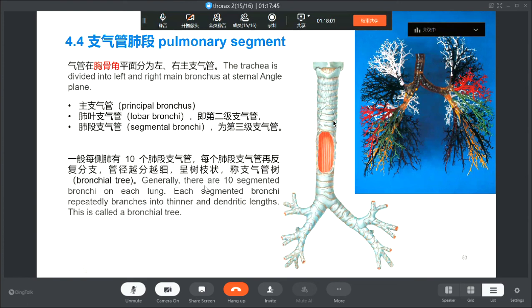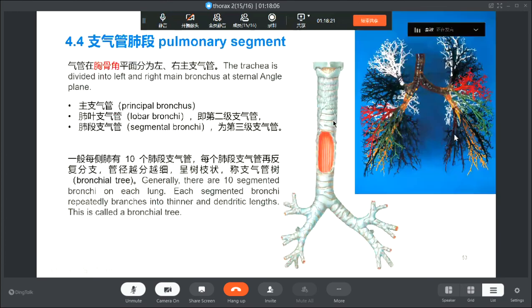Generally, there are 10 segmental bronchi on each lung, and each segmental bronchus branches repeatedly into smaller bronchi. It is called the bronchial tree.